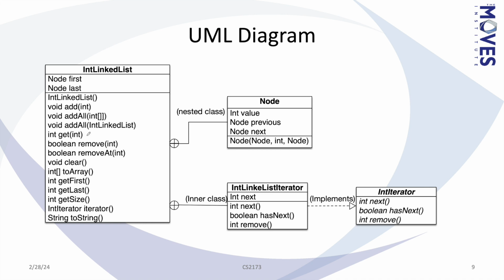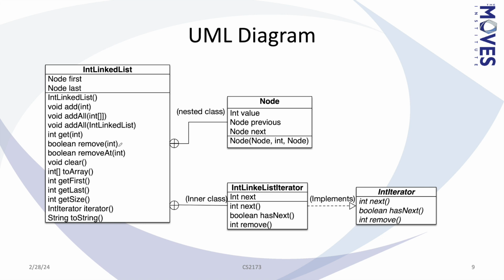Here I want a get. The get is going to take the index, get the index, and return the value at that index. If this were an array, that would be easy. As a linked list, that's going to be a little harder, so I need to do a little bit of work there.